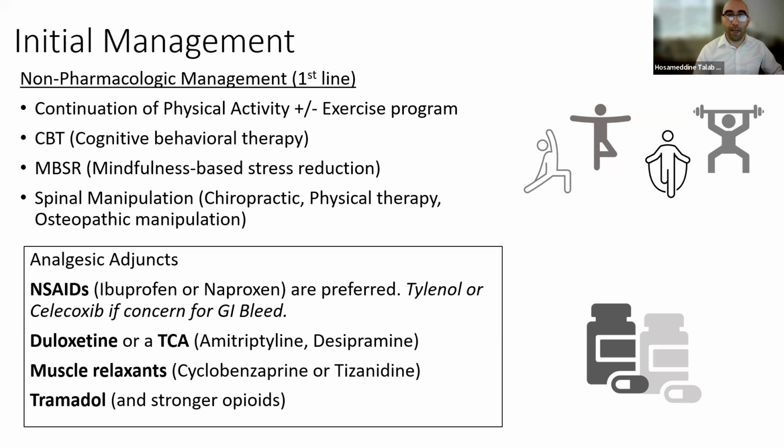Analgesic adjuncts are available and should be given on an as-needed basis. NSAIDs like ibuprofen and naproxen are preferred. Tylenol or Celebrex can be given if there's a concern for GI bleed. Duloxetine or tricyclic antidepressants can be trialed, as well as cyclobenzaprine. But again, these are not shown to be superior to NSAIDs, though they can be tried depending on patient and provider preference. Generally, the use of opioids is strongly discouraged because of their harmful side effects. If opioids are deemed necessary, tramadol is a good place to start since it's a partial opioid agonist.